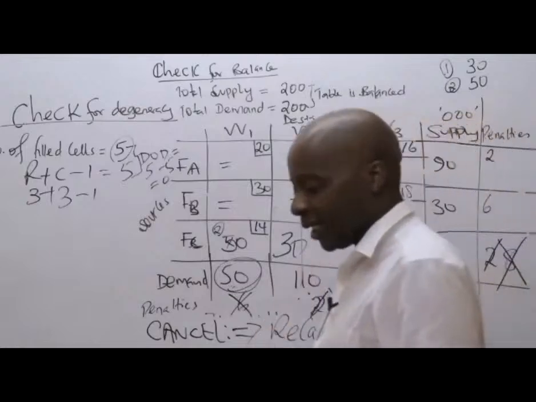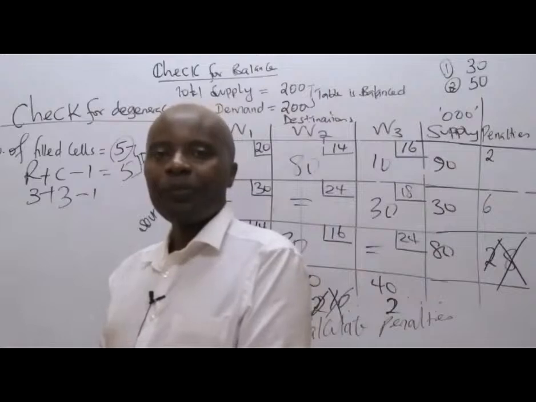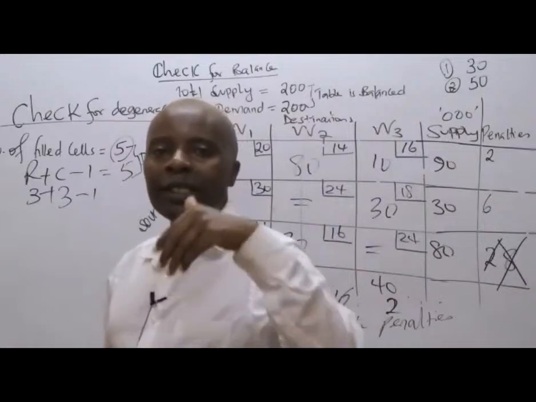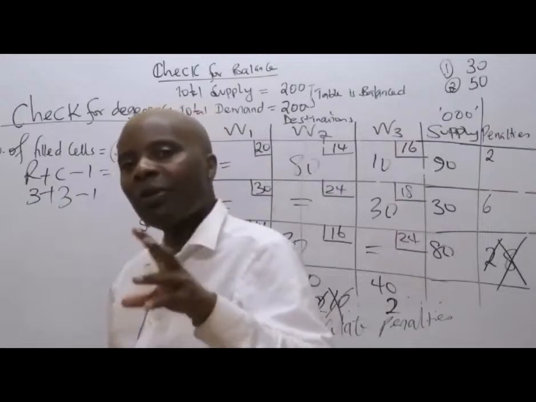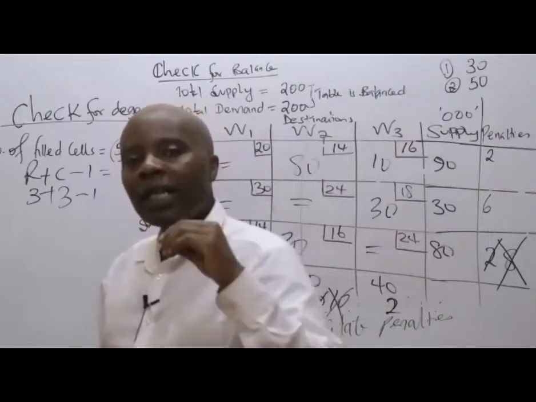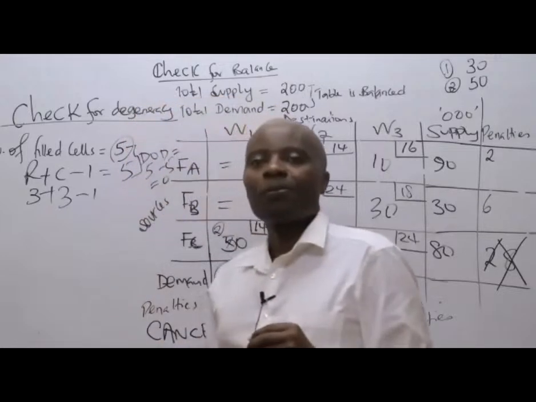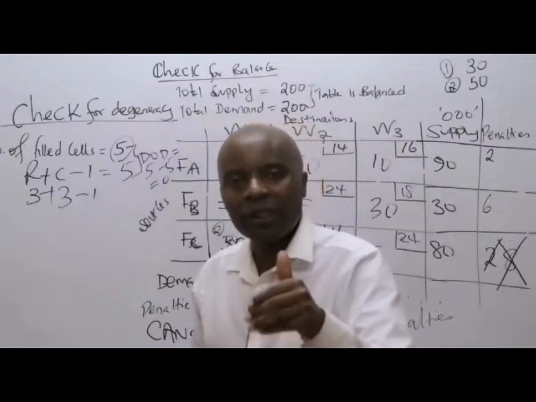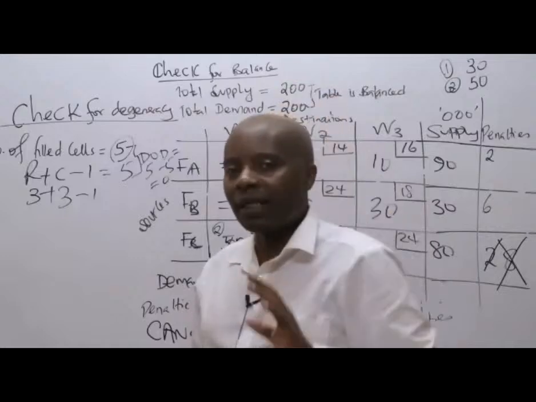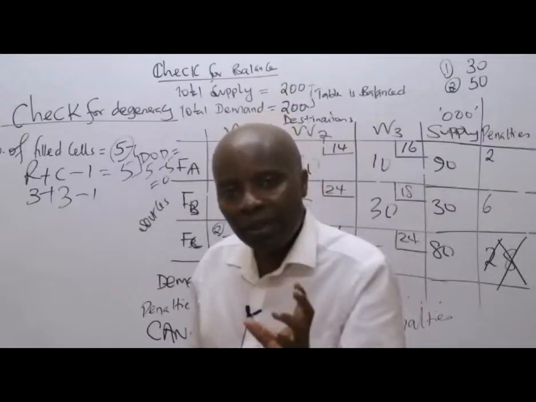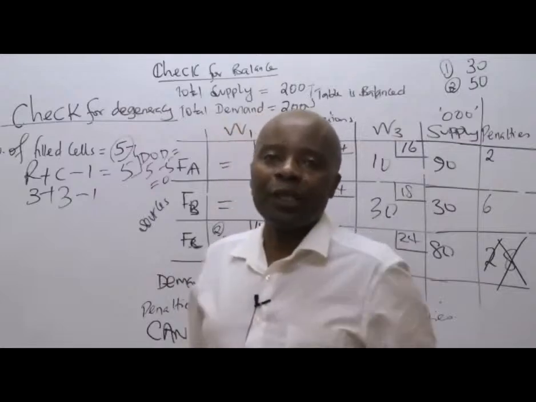Ladies and gentlemen, listen. Degeneracy is not a good thing. Any table that is degenerate, it means that that table doesn't have a solution. If you get any table that has some degree of degeneracy, even if it's 1, 2, 3, doesn't matter. So long as a problem is degenerate, then we stop there. We can't continue.